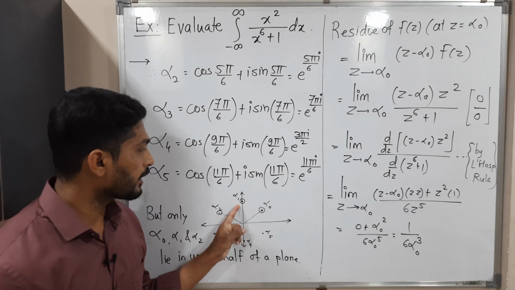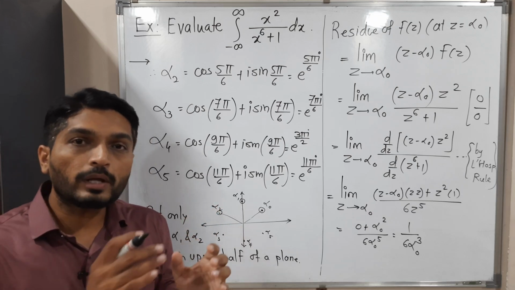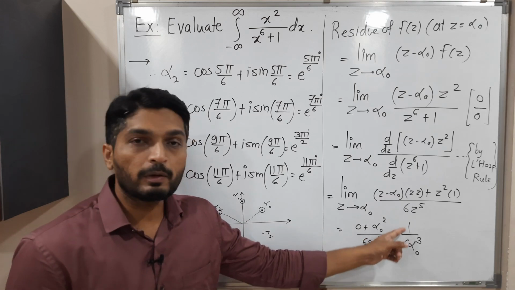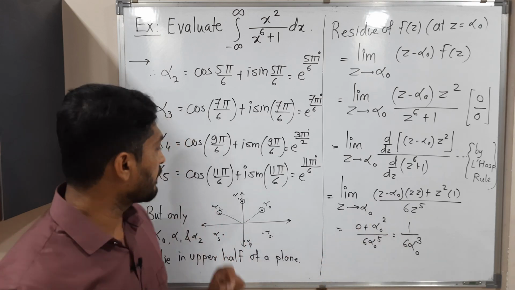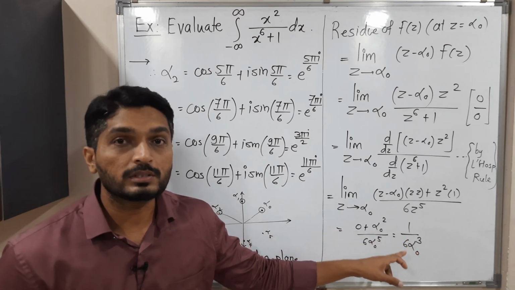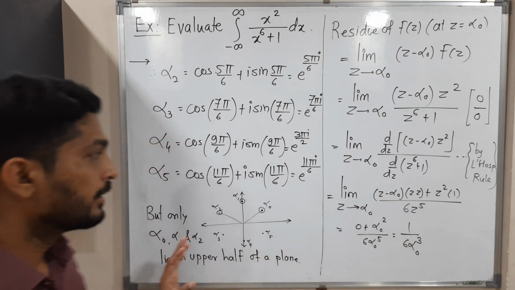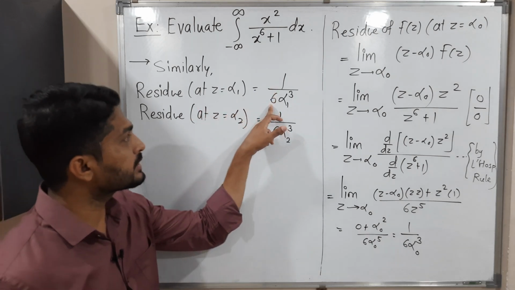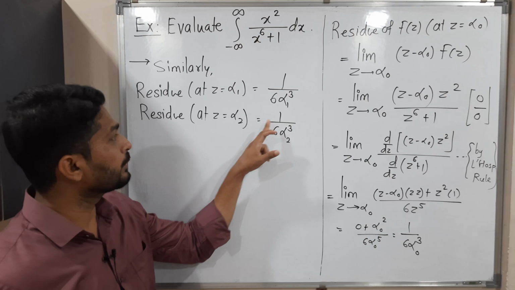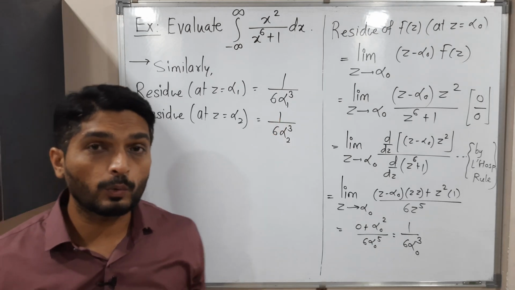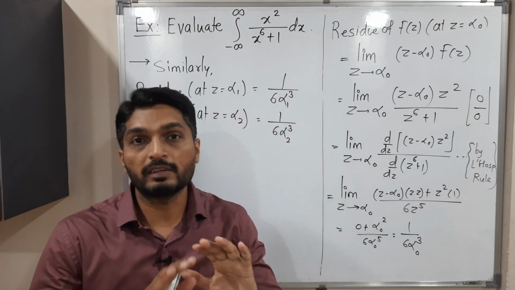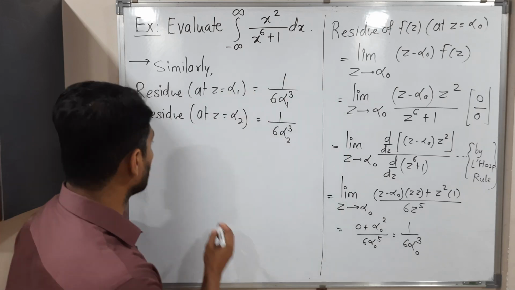Similarly, we have to find the residue at alpha 1 and alpha 2. So without doing actual calculation, we can easily guess for alpha 1 the residue will be 1 upon 6 alpha 1 raised to 3, and for alpha 2 we will get residue 1 upon 6 alpha 2 raised to 3. Okay, so let me clearly write here. So I have clearly mentioned the residues here. Residue at alpha 1 will be 1 upon 6 alpha 1 cube. Residue at alpha 2 will be 1 upon 6 alpha 2 raised to 3. So out of the 6 singular points, only 3 were lying in the upper half plane and we calculated residues for them. So let us go for the last step.